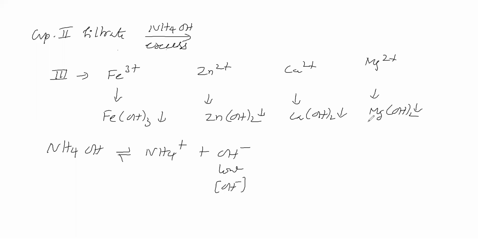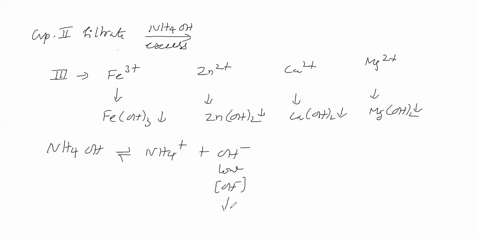Then, how do we avoid these precipitating? How do we make group 3 alone precipitate? That we have to see. Group 3 cations alone should precipitate, but not group 4, group 5 or group 6. So in what way is it tried?